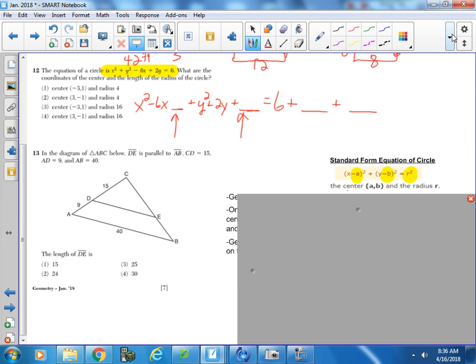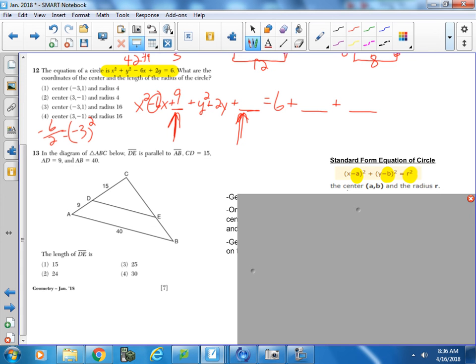All right. So okay, you might be asking, how do I figure out what number to put in right here? Okay. So what you want to do, you're going to take half of the number right here. So that negative 6, you're going to take half of that and square it. Half of negative 6 divided by 2 is negative 3. And when you square that, you get 9. So that's going to be plus 9.